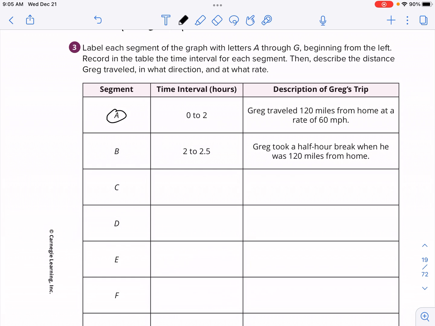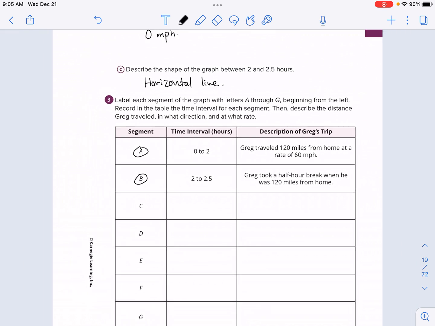A is from 0 to 2, and the expectation, what we're going to write here, you're going to describe. Provide a little bit of a description. So Greg traveled 120 miles from home at a rate of 60 miles per hour. And then the one that we just did, B, 2 to 2.5 hours. Greg took a half-hour break when he was 120 miles from home.